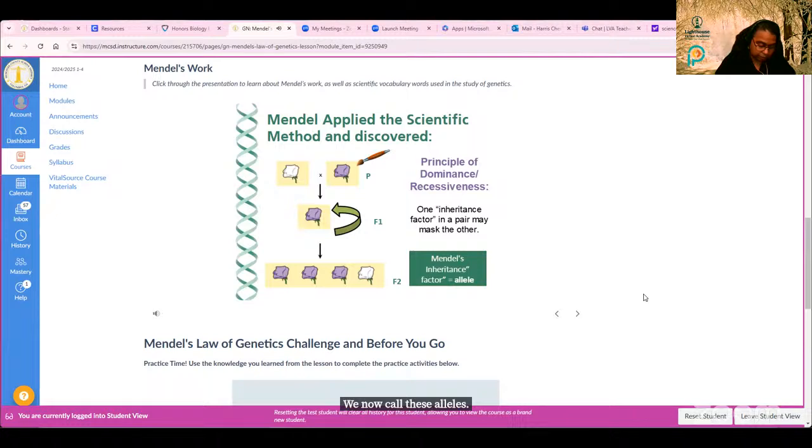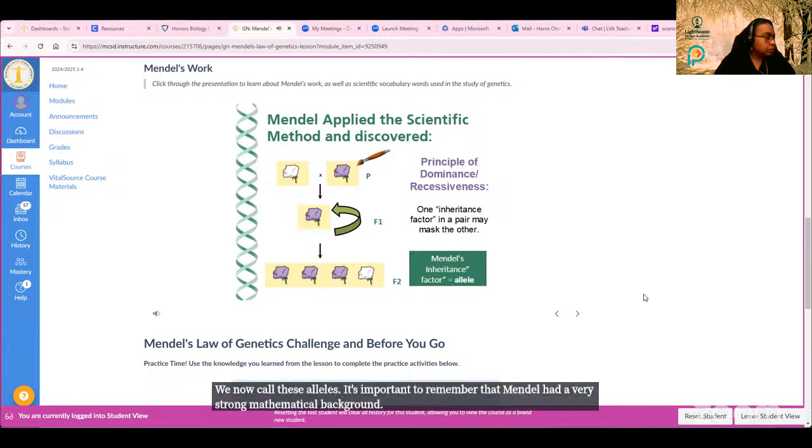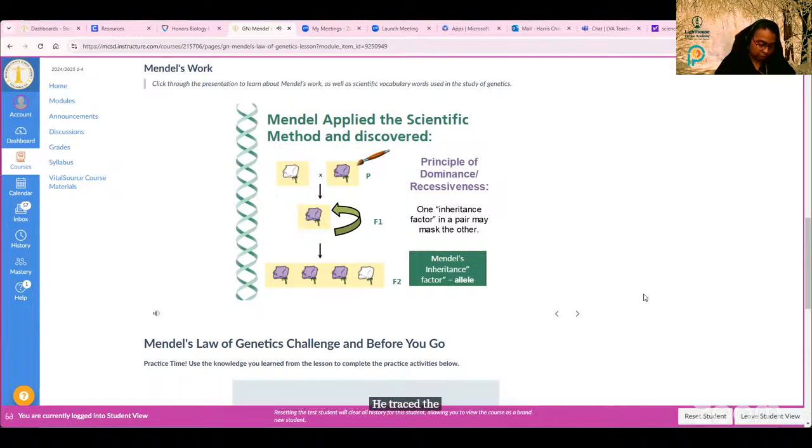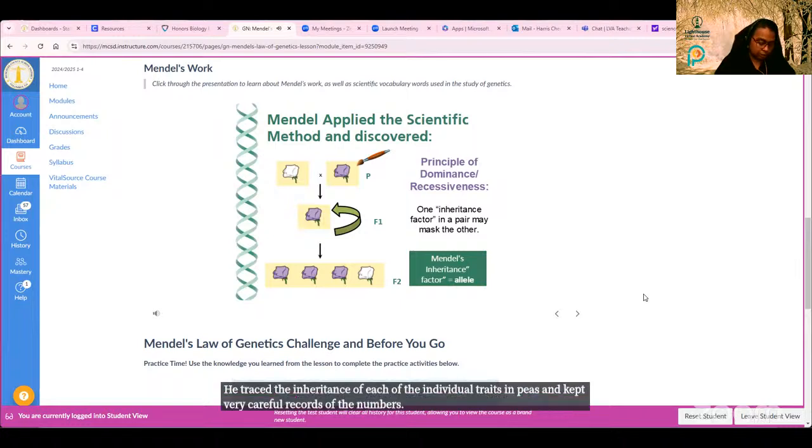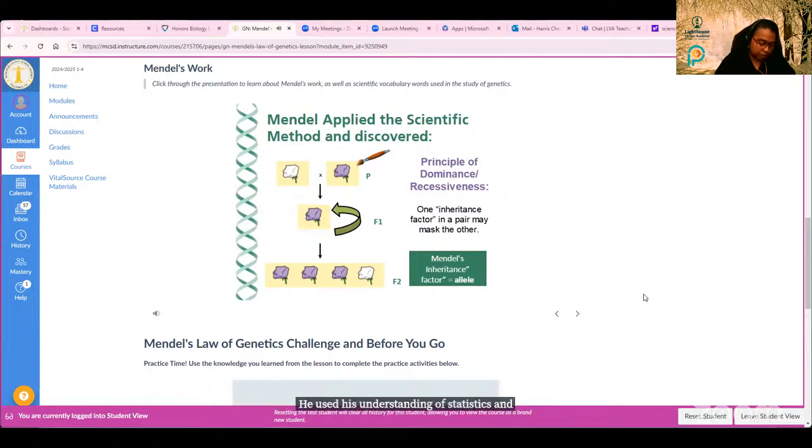It's important to remember that Mendel had a very strong mathematical background. He traced the inheritance of each of the individual traits in peas and kept very careful records of the numbers. He used his understanding of statistics and probability to make conclusions about how the traits in peas were inherited.